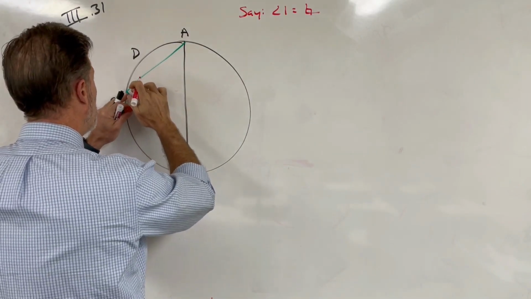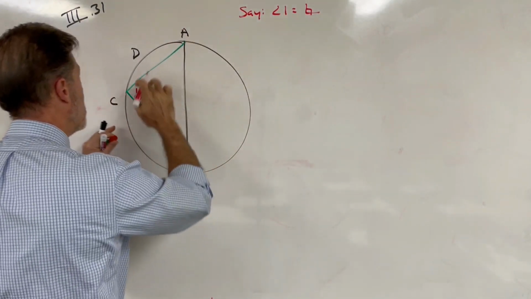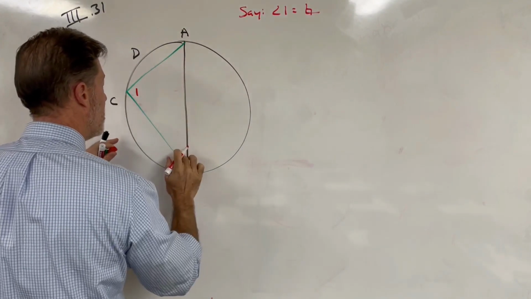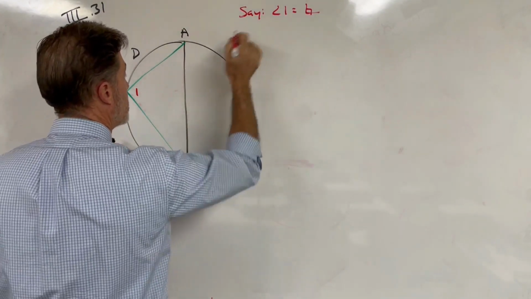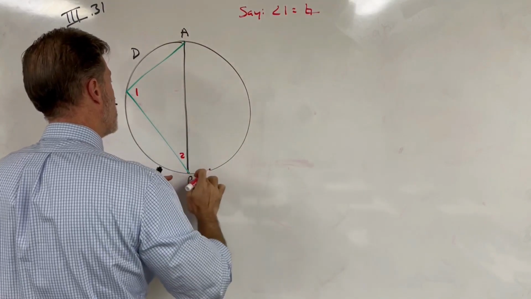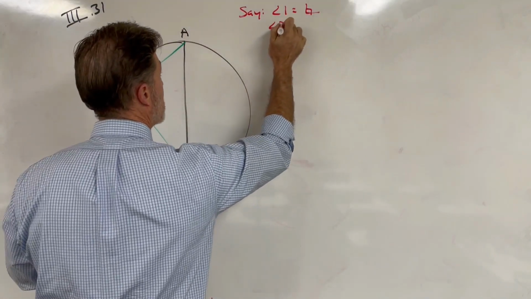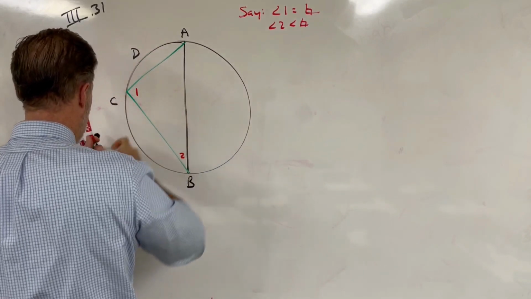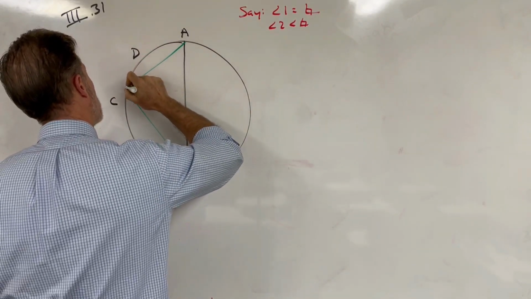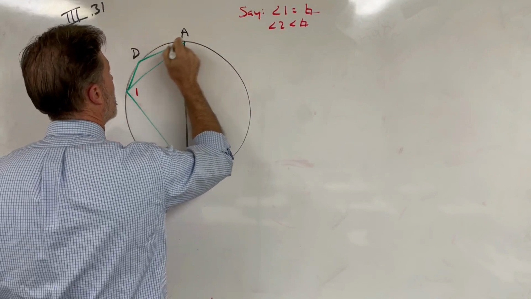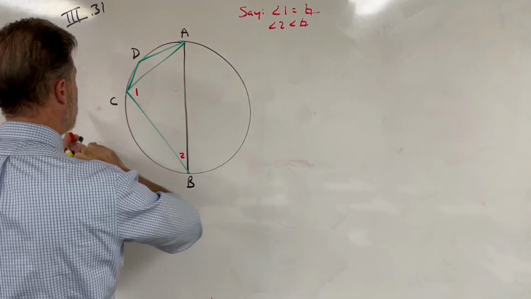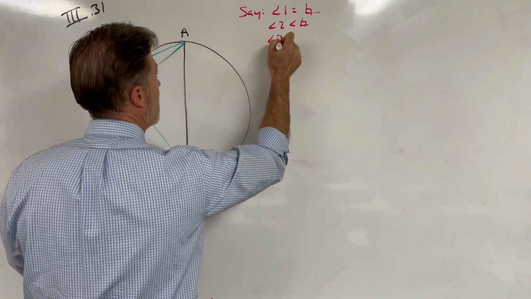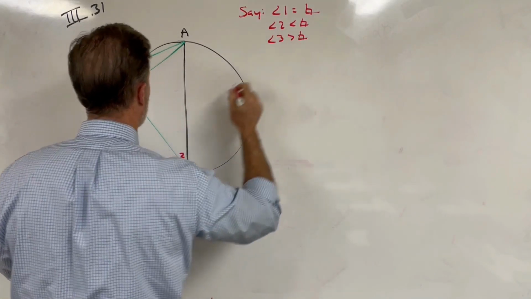And if we look at this segment here, segment ABC, the angle here, angle 2, is the angle in this larger segment, and it's going to be less than a right angle. So angle 2 is going to be less than a right angle. And if we look at an angle in this lesser segment, here the angle at D, we're going to see that this is greater than a right angle.